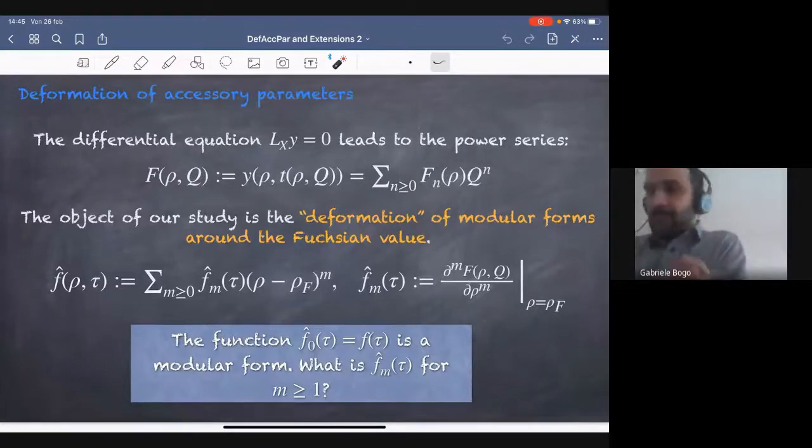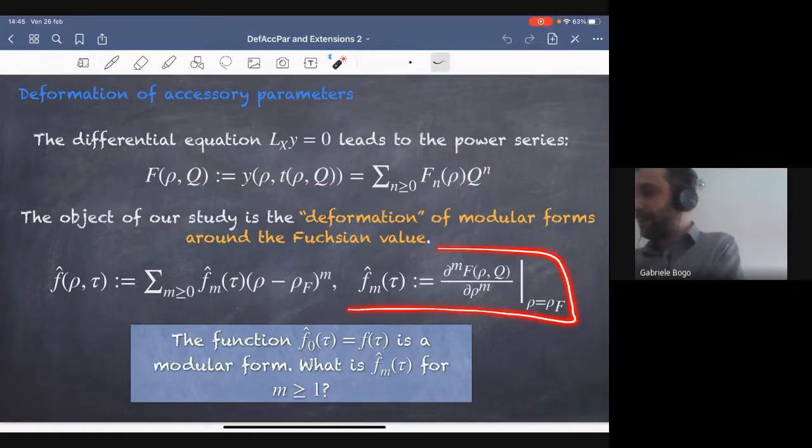Okay. What we're going to do today is not to study the Fuchsian value of the accessory parameter, but to study some deformation around it. So, as I showed before, from the holomorphic solution, substituting the power series for the Hauptmodul, depending on the parameter, we can consider a new q-series whose coefficients depend on the choice of accessory parameter. And what we're going to do is precisely to study the derivatives of this function with respect to the accessory parameters.